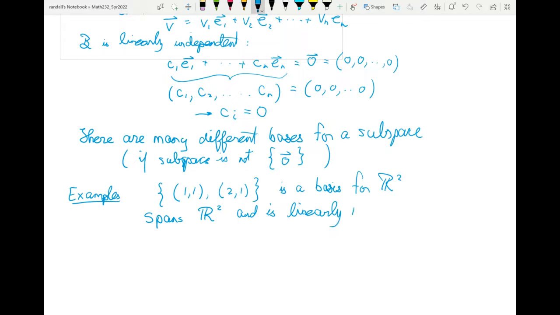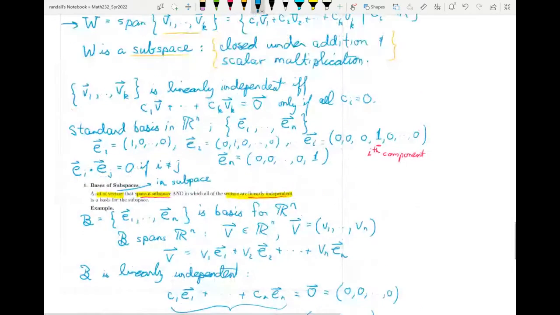Notice you have to do both these things, and one doesn't imply the other. Only in special cases does one imply the other, but you'll have to find that out later on. So that's an example of another basis in R2. I think I'll stop here because this leads to other questions.